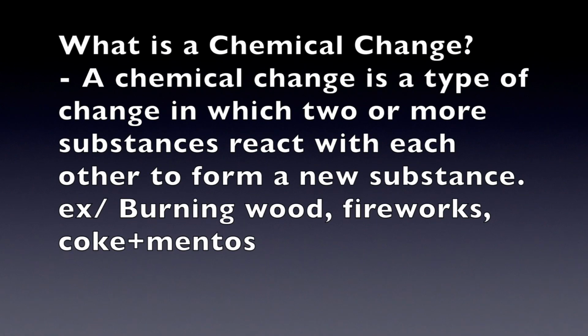What is a chemical change? A chemical change is a type of change in which two or more substances react with each other to form a new substance. Examples include burning wood, fireworks, or Coke and Mentos.